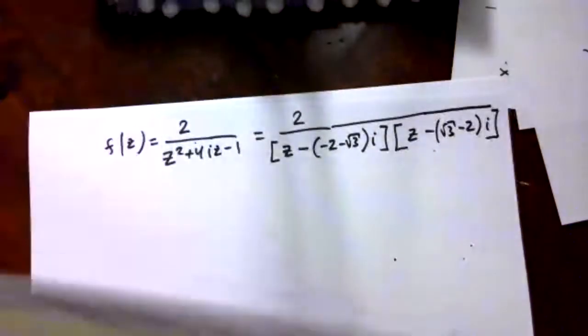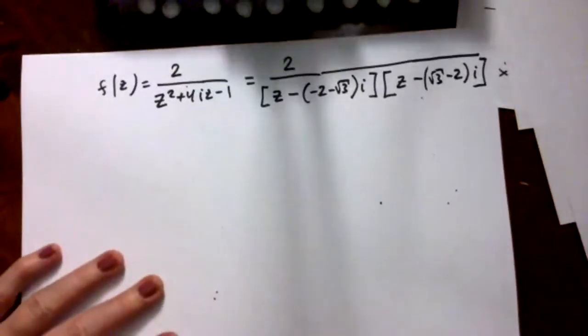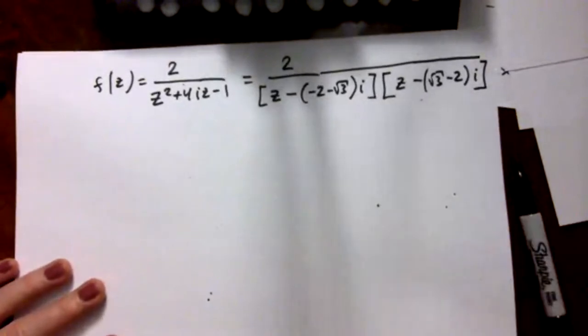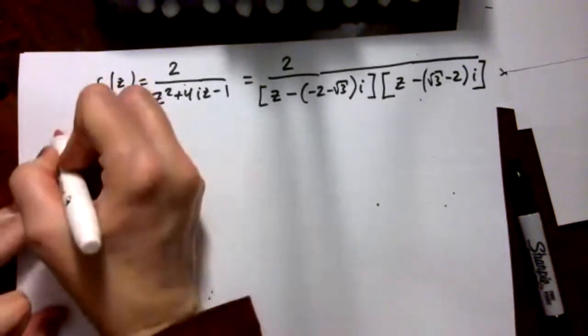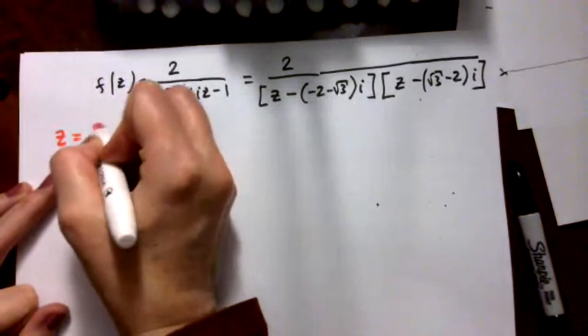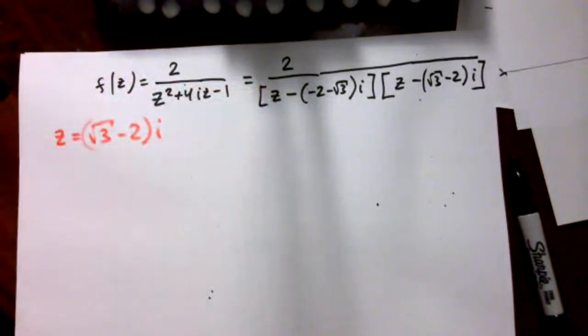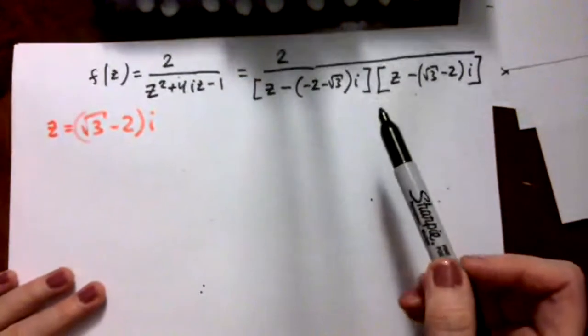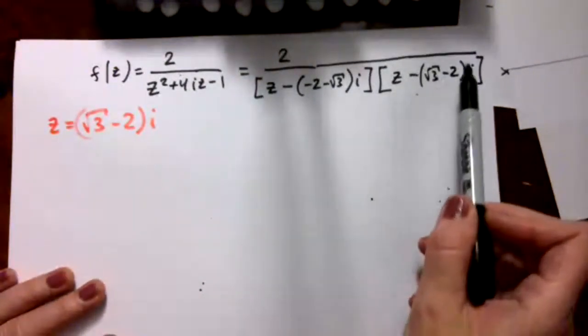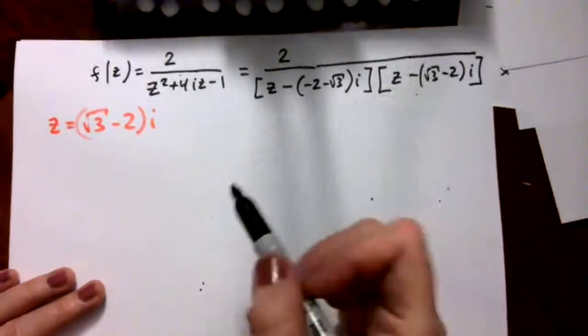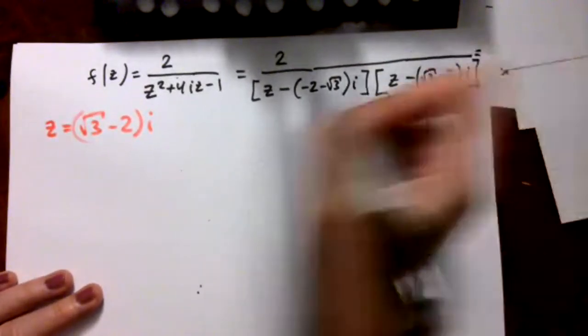So this factorized form is much more convenient for determining the type of singularity. Again, we know that we are dealing with the point which is z equal to square root of 3 minus 2 times i. We are interested in the residue in this point. And we already have the suspicion that this might be a pole, maybe a simple pole, the pole of order 1. But we need to make sure that this is true.